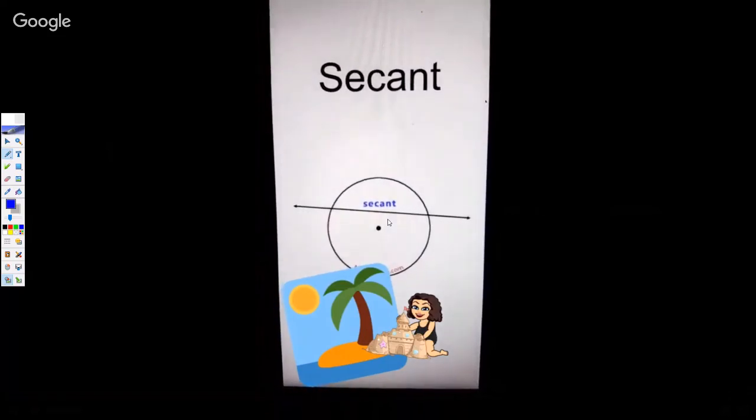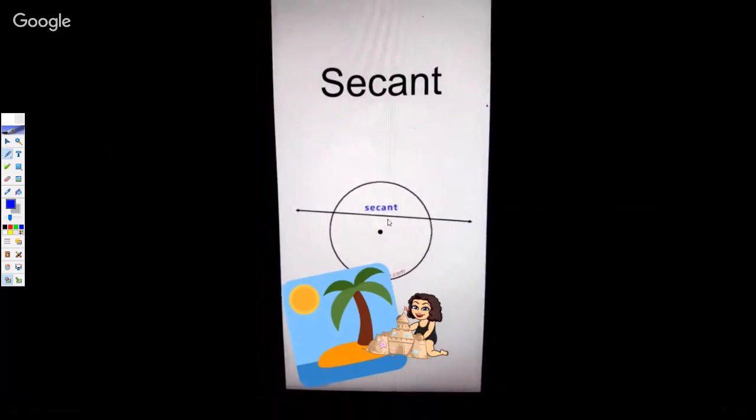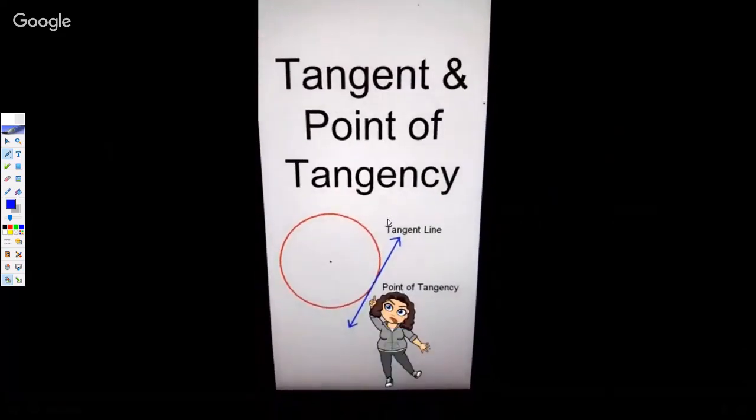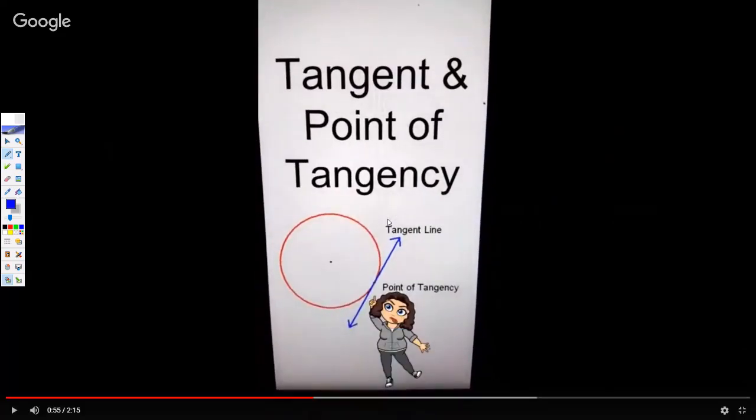Next, I think, is tangent. Let's see. Patience, patience, patience. There we go. There's tangent. The tangent touches the circle at one point. Tangent touches one point. If you don't know that, I'd remember that. That point is the point of tangency. There's some really special things about that. If you take the radius and you draw a line to that point of tangency, it forms a right angle.